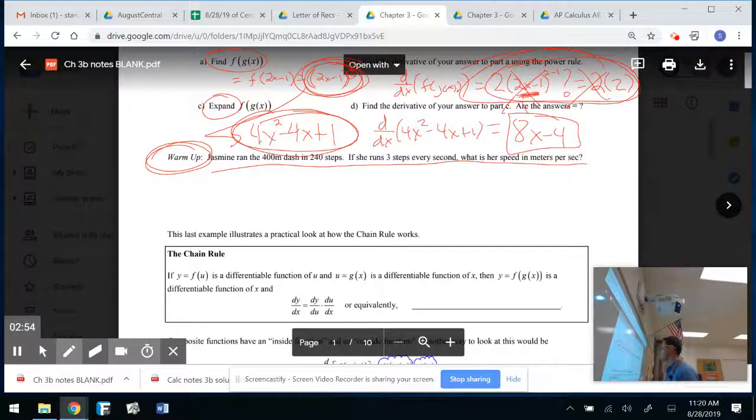But we have Jasmine here running a 400-meter dash. So the change in position would be 400 meters. And Jasmine does it in 240 steps. Okay, and this is just going back to kind of your science days, right, where you're dealing with units. And we're going to multiply that by a conversion here, and we're going to get a rate out of it. All right, and she runs, it says 3 steps every 1 second. So that would be 3 steps, right, class? 3 steps right up there per 1 second.